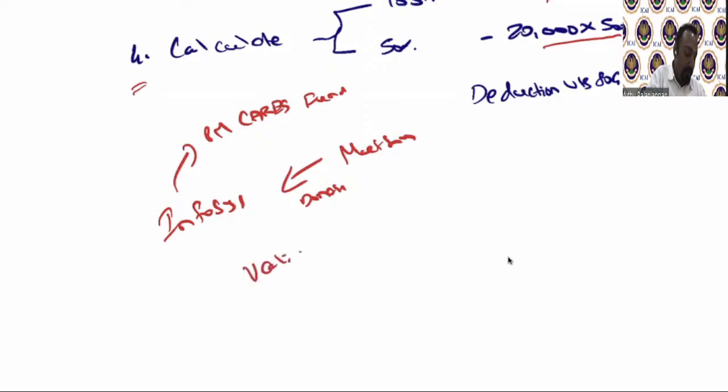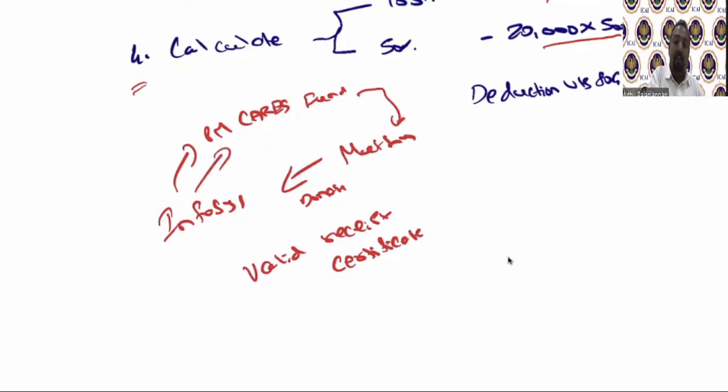I must have a valid receipt. That is a valid certificate for claiming deduction. Now, the certificate, PM Care has to give to Muthu. It's not possible because PM Care has collected money from whom? PM Care has collected money from Infosys.